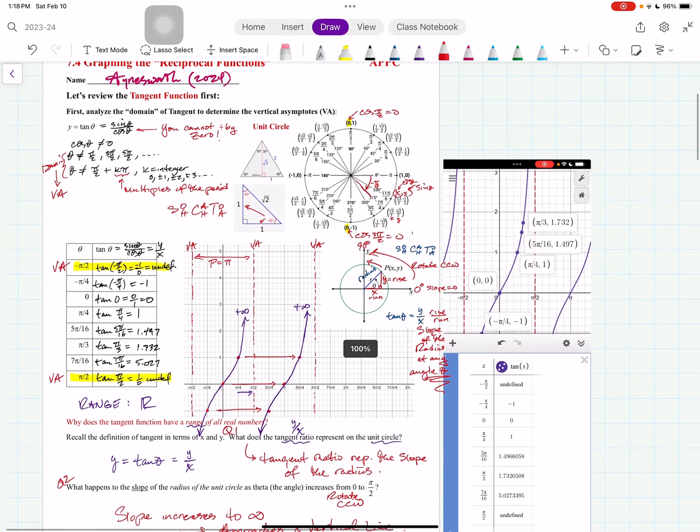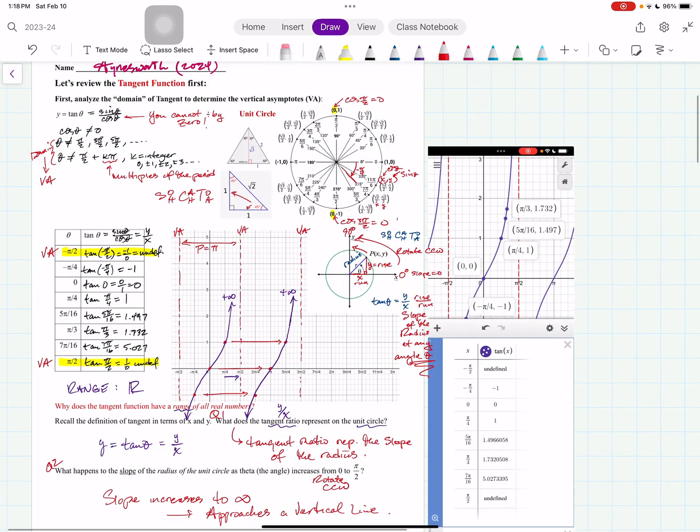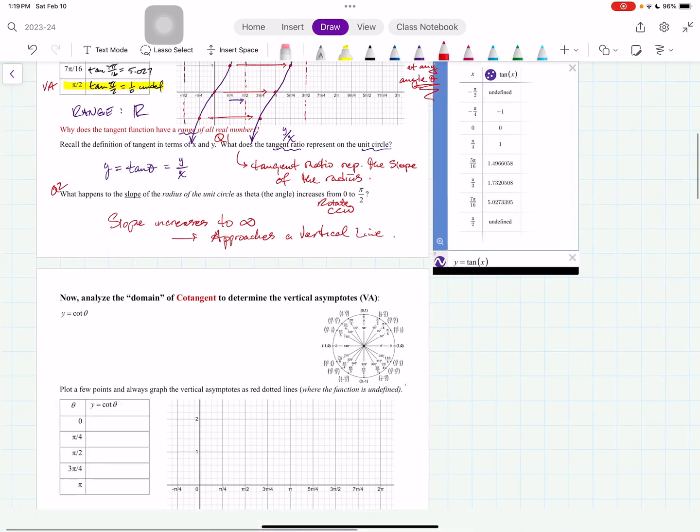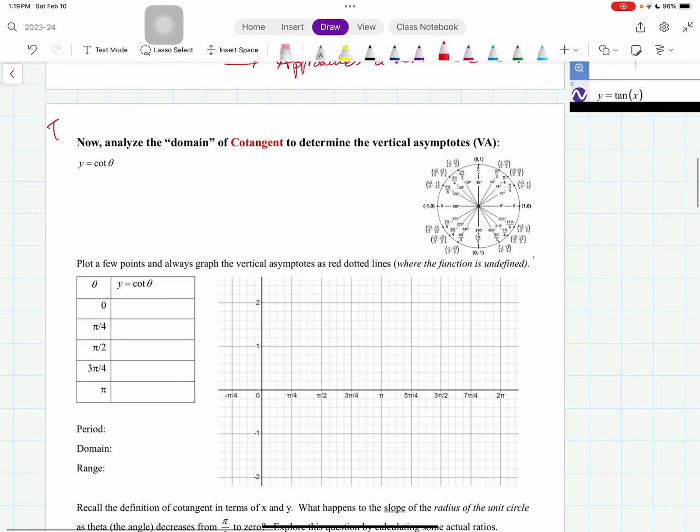I wanted to analyze the tangent function here with you, starting with the domain, which gives us our vertical asymptotes. Then we evaluated the function by hand this time, backed everything up with Desmos, and then learned that the tangent ratio actually represents a slope at any angle theta. This is the end of part 1 in the series. In my next video, I will take a look at the cotangent function, which is the reciprocal of tangent.